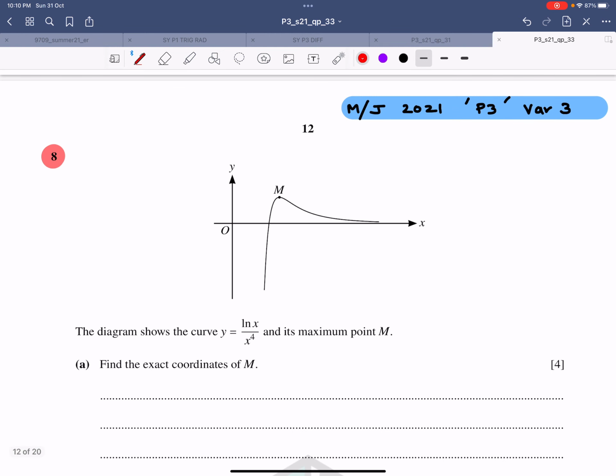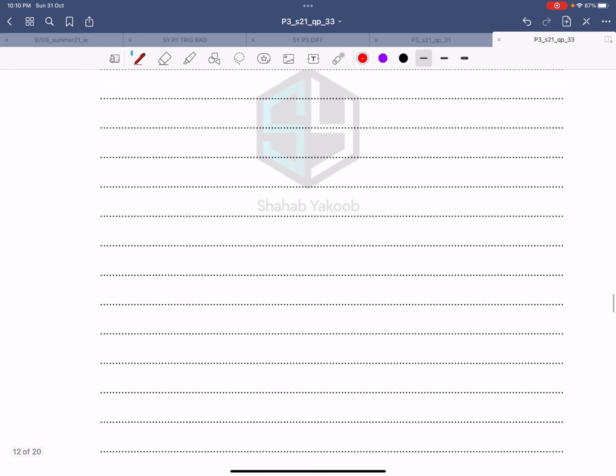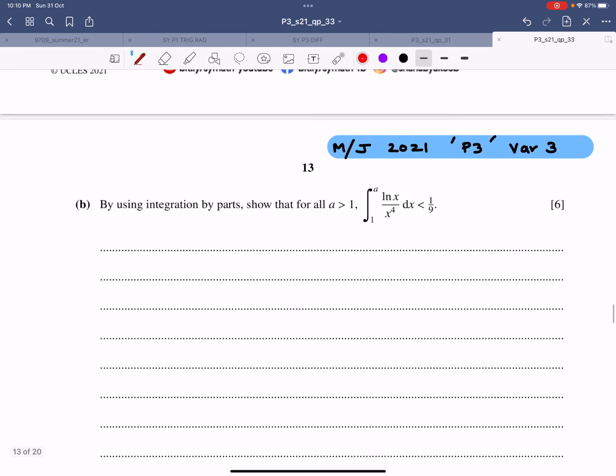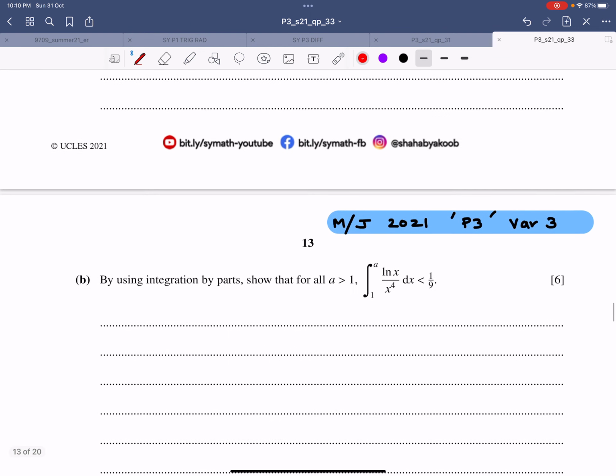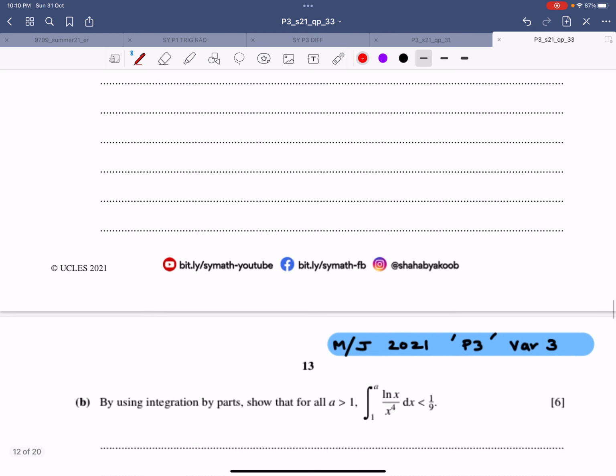Let me move to the next question. That is this one. The diagram shows the curve and its maximum point. Part A, find the exact coordinates, and part B is integration by parts, and then there is something special at the very end.